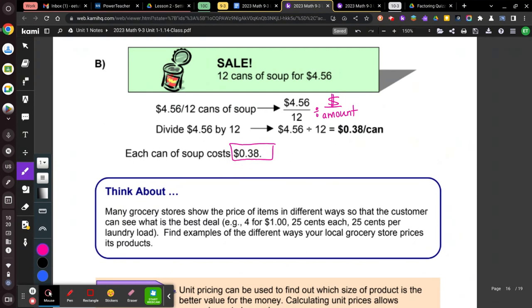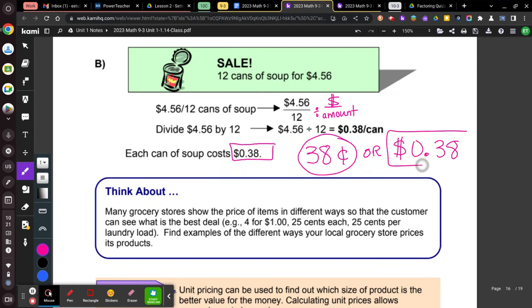Now remember, there's 2 ways to write money. One, you write it with the decimal and the dollar sign. The other way is to forget the decimals and write the cents. So I can write it with a cent sign and no decimals, or you use the dollar sign in front and 0.38. So there's 2 ways to write money. One without the decimal and one with the decimal.